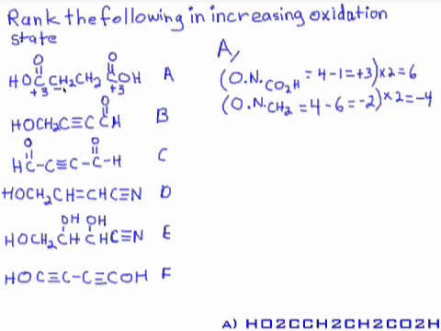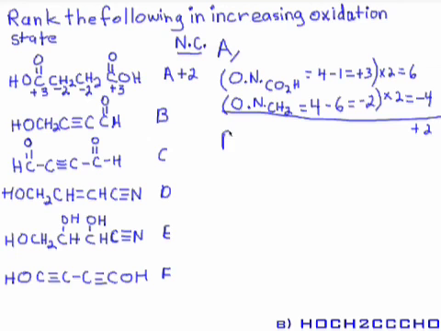So we have minus 2 and minus 2. Add these up, and our net charge is plus 2. So A has a total net charge, I'll call it NC for net charge. A has a plus 2 net charge.